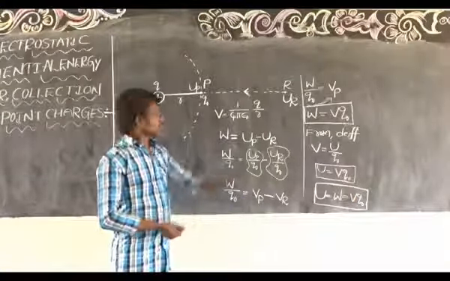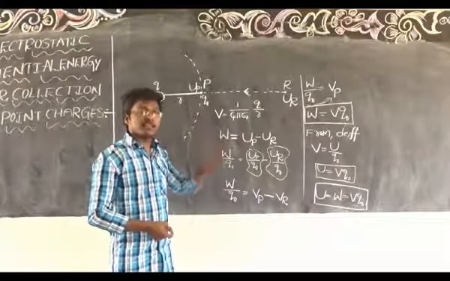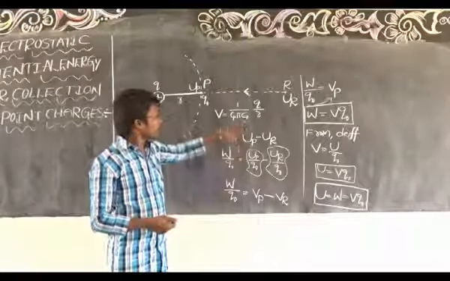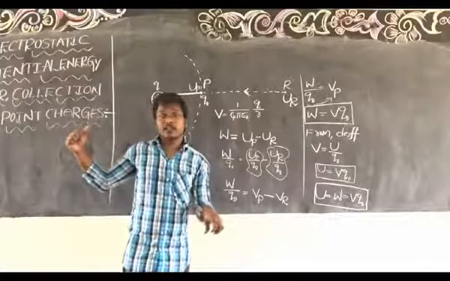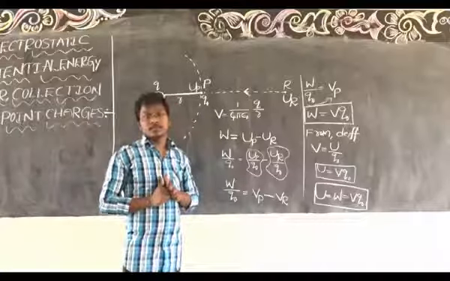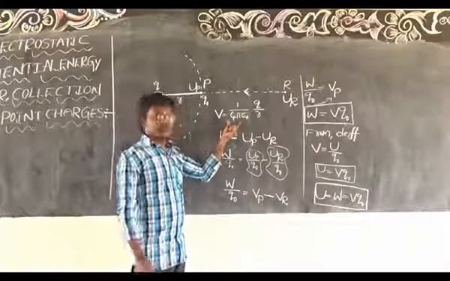This is what I told you now; we already discussed it in the previous class. But remember this topic only. You should understand today's topic: electrostatic potential due to a collection of point charges. You remember only 3 points. What is that? Electrostatic potential at a point charge.